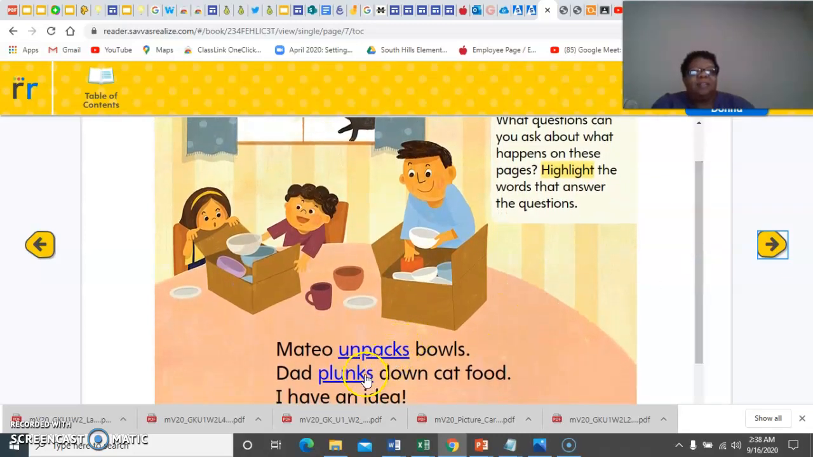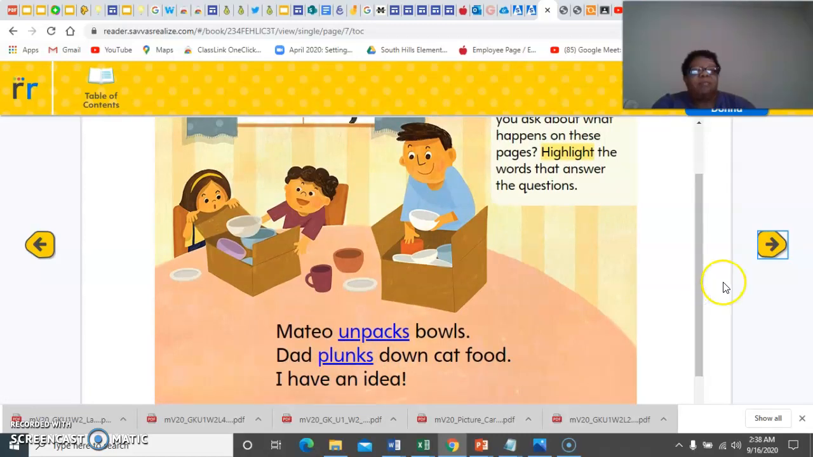And notice the words in blue. Those are some vocabulary words that you may not have heard before. Unpacks, plunks. So think about what those words mean. And then the solution says, I have an idea.